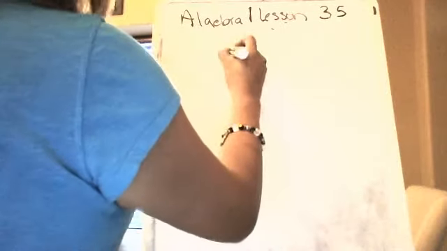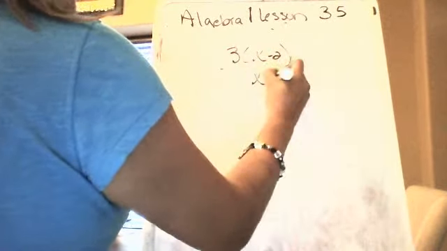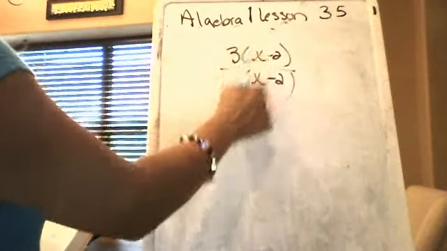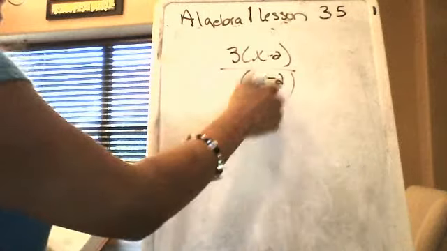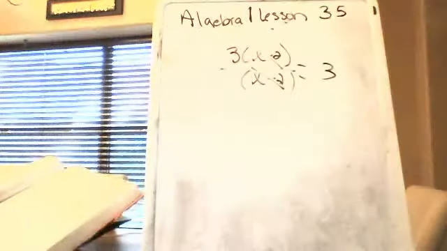Let's look at another one. What if I had 3 times x minus 2 over x minus 2? Can I put parentheses around that? These two are the same thing. The same thing divided by the same thing reduces to 1, and 1 times 3 is 3. All right? So you have to have multiplication to reduce. So let's look at this one.